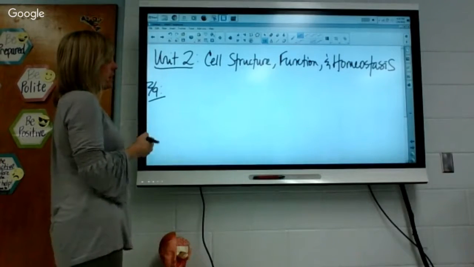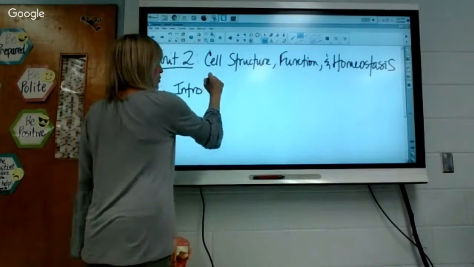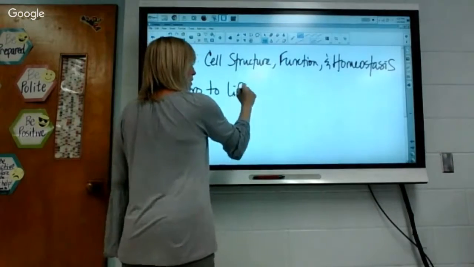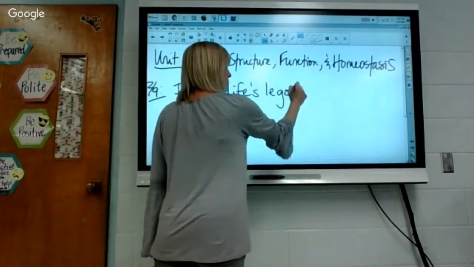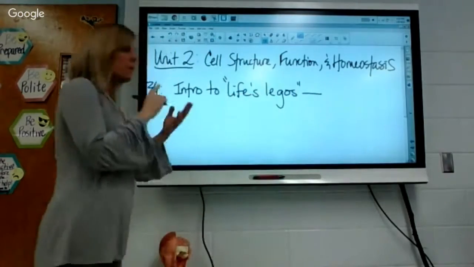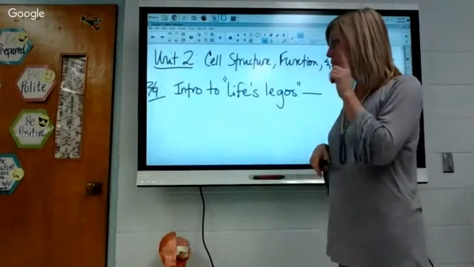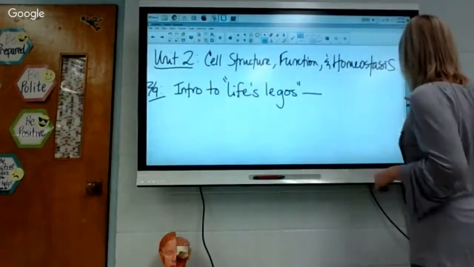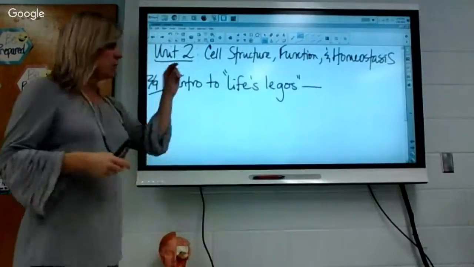And the topic is Intro to Life's Legos. What we already know is all living things are made of cells, one or more cells. So just to recap some of that vocabulary, a Lego is a building block.